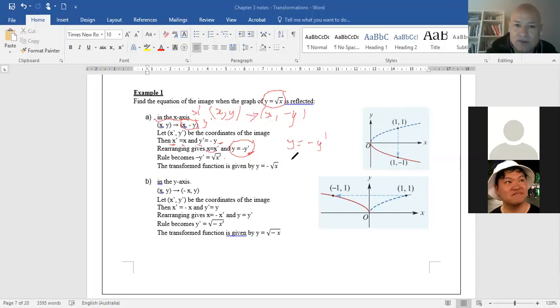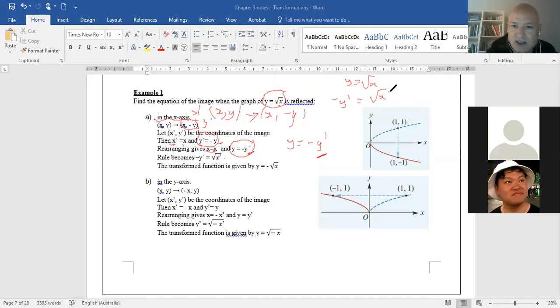So we want, oh, it's already rearranged there for us. We want y and x and y. It was over here, sorry, but I have to rearrange it. Then we substitute it into the rule. So where the rule is y equals the square root of x, instead of y, we're going to write a negative y dash equals the square root, and instead of x, well, x is just x dash anyway, so that's fine.